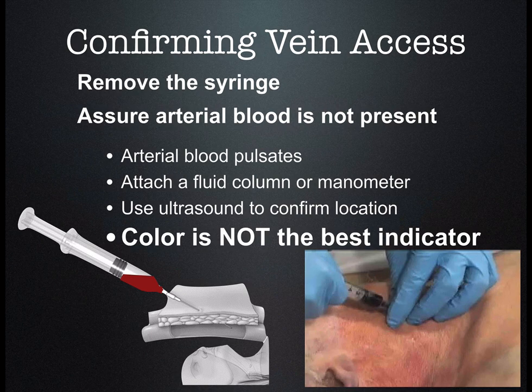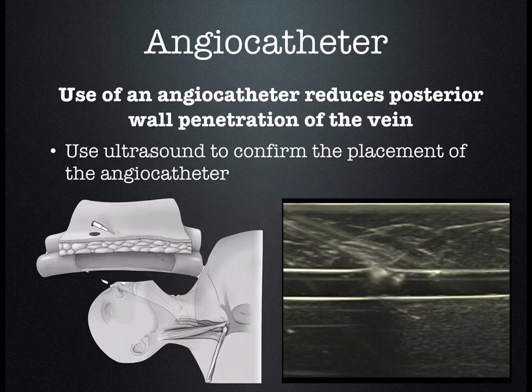Now, when you're looking at your vein, you use ultrasound to show that you're in the vein with your needle. That is the best way to tell that you're in the vein and not in an artery. But we also want you to take the syringe off the needle and see that it's non-pulsatile blood. You can also use a fluid column and a manometer to show that you're in a low pressure vessel and not in an artery. But color is never the best indicator, because it may be bright red blood in a vein from being superoxygenated on the vent or on supplemental oxygen, or the patient may be hypoxic and the artery is a darker color than you imagine. So don't use color.